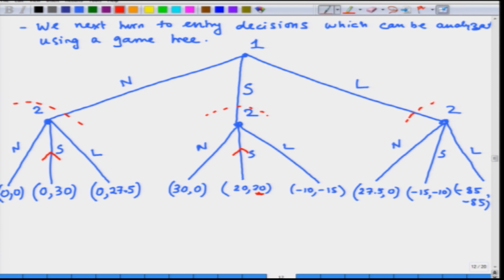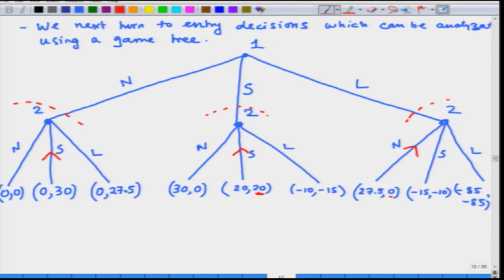Finally, in the third sub game here, if firm 1 had invested in a large capacity, then firm 2 is comparing between not entering, so it gets 0, whereas investing in a smaller capacity gives it minus 10, and investing in a large capacity gives it minus 85. So, clearly not entering is the best option, right.